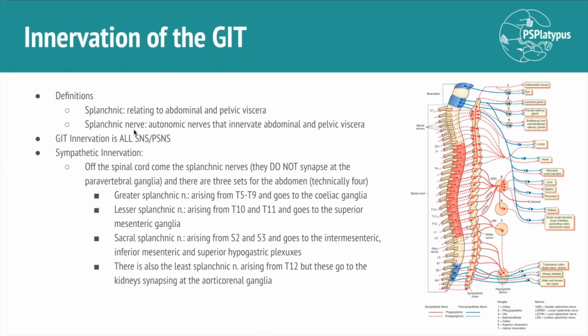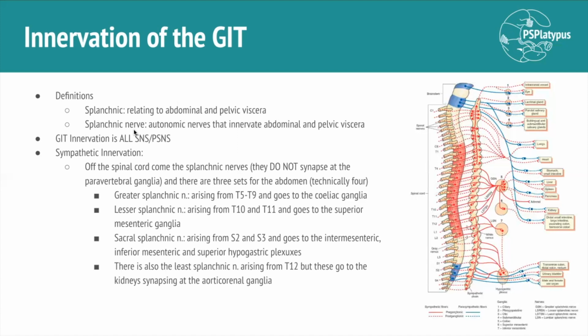Next, we have the lesser splanchnic nerve arising from T10 and T11, and this goes to the superior mesenteric ganglia. Next, we have the sacral splanchnic nerve arising from S2 and S3, and these go to the intermesenteric, inferior mesenteric, and the superior hypogastric plexuses. And synapses there then go on to affect their target organs.